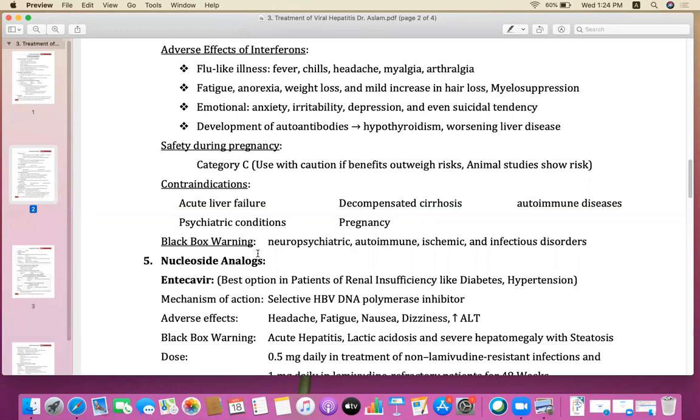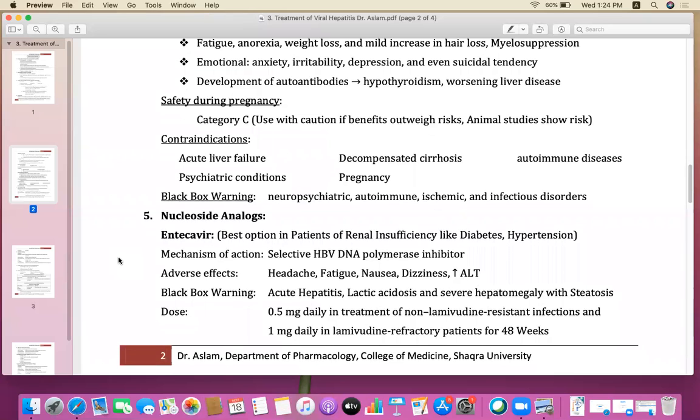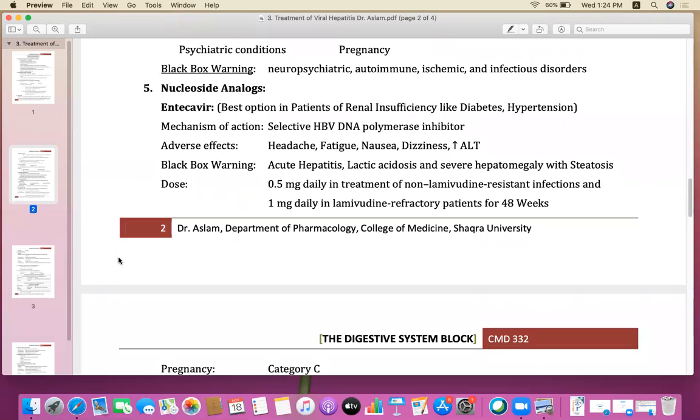What is the black box warning? If you prescribe it to a psychiatric patient, neuropsychiatric conditions will increase, as well as autoimmune disease, ischemia, and infectious disorders. So this is about the interferons. This is about entecavir and tenofovir, same.